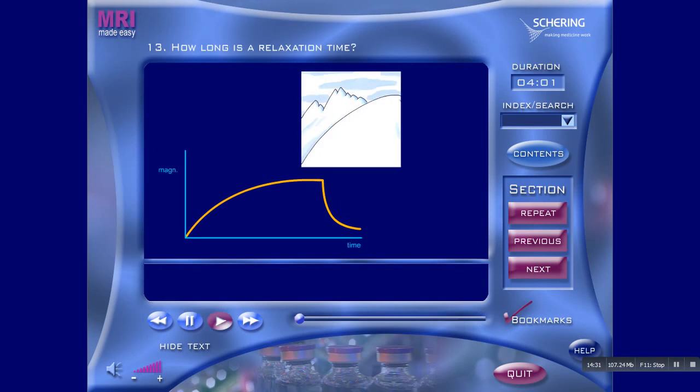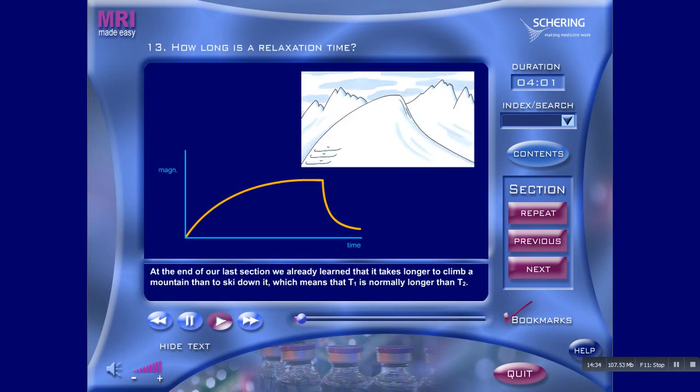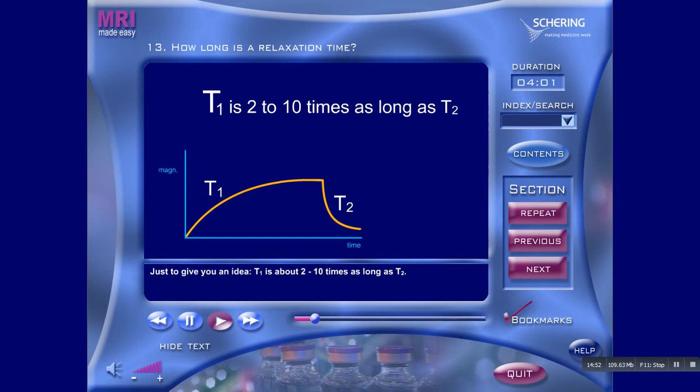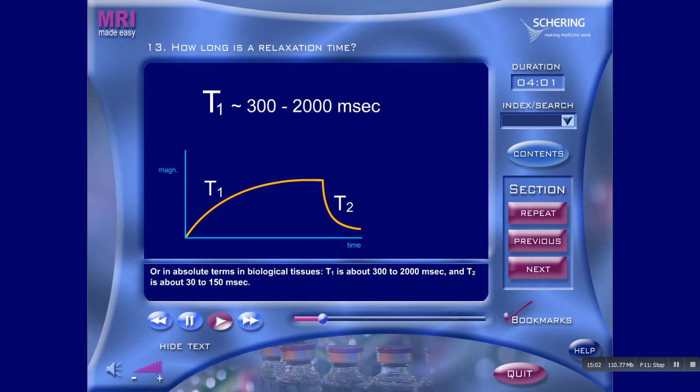At the end of our last section, we already learned that it takes longer to climb a mountain than to ski down it, which means that T1 is normally longer than T2. Just to give you an idea, T1 is about 2 to 10 times as long as T2. Or in absolute terms in biological tissues, T1 is about 300 to 2000 milliseconds, and T2 is about 30 to 150 milliseconds.